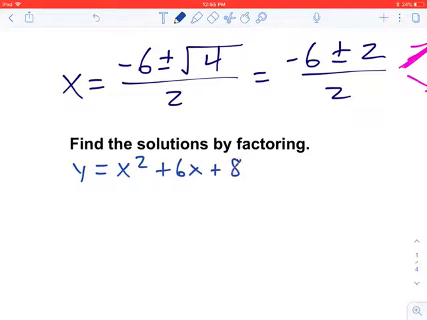Factoring, we want to go ahead and factor the trinomial. Since it's x squared in front, I can use a shortcut. But I want to make sure this is equal to 0 before I do anything. So really, we replace the y with a 0 and say that x squared plus 6x plus 8 equals 0, and then factor like we did in the last chapter.